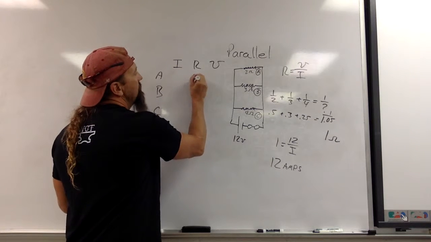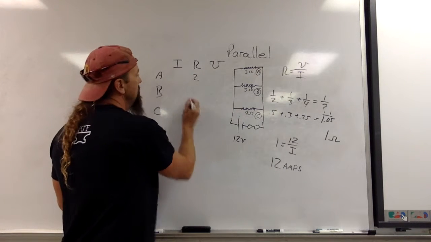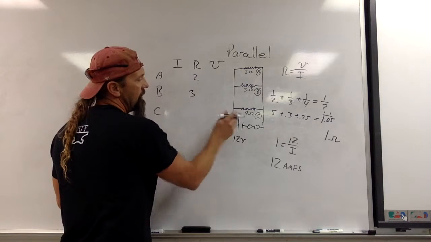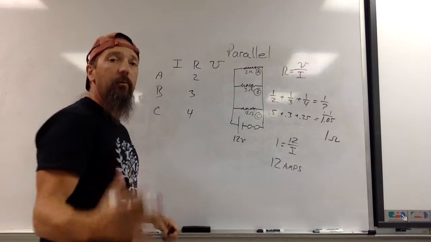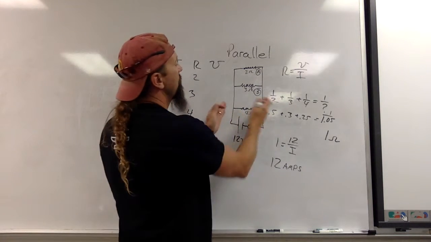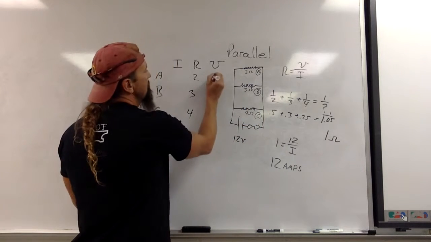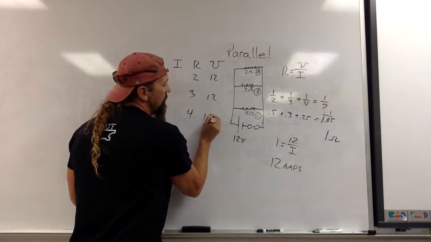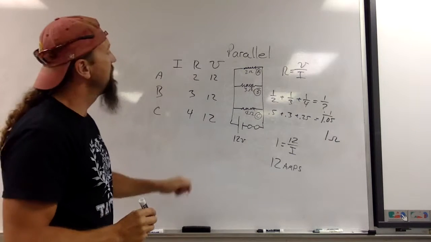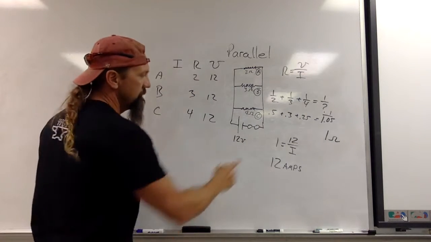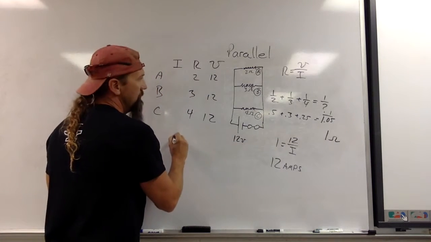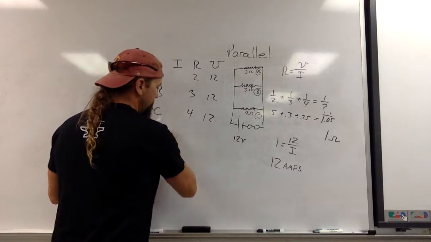A, I know that it has 2 ohms of resistance. B has 3. C has 4. Now, because of that rule, the potential difference for every one of them is the exact same. That means it's 12, it's 12, it's 12. Now, using Ohm's law again, okay, there it is right there.